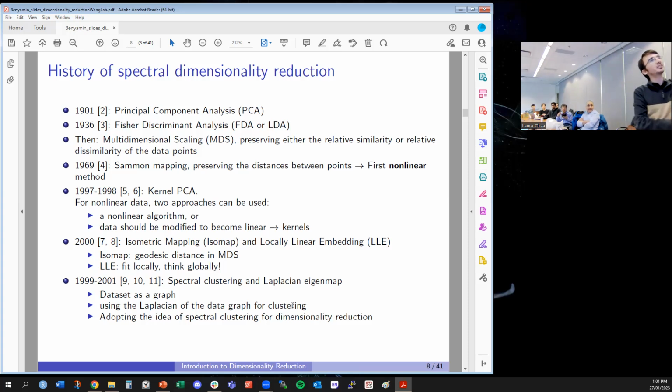In 1999 to about 2001, spectral clustering and Laplacian eigenmap were proposed. They said let's consider the data set as a graph. So, let's take the Laplacian of that graph and use that for clustering. That was called spectral clustering. That was a breakthrough again. And they adopted that idea of spectral clustering for dimensionality reduction. That resulted in Laplacian eigenmap.